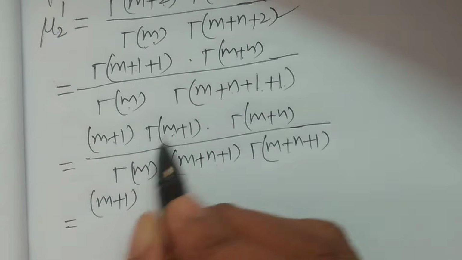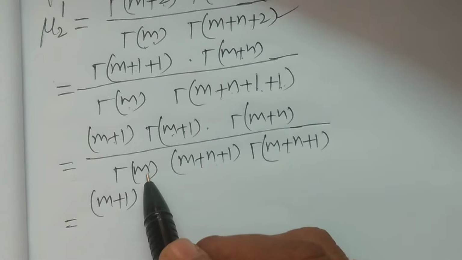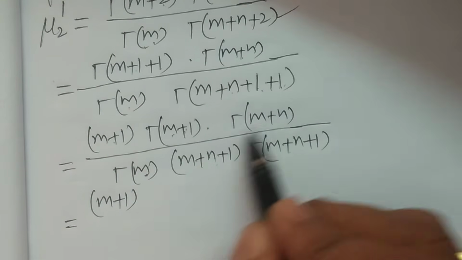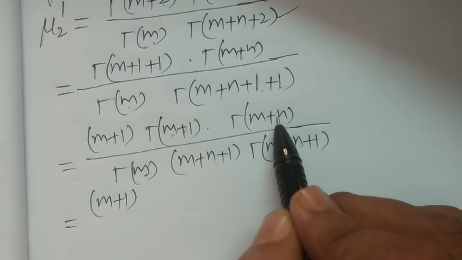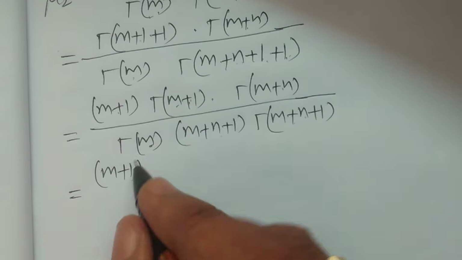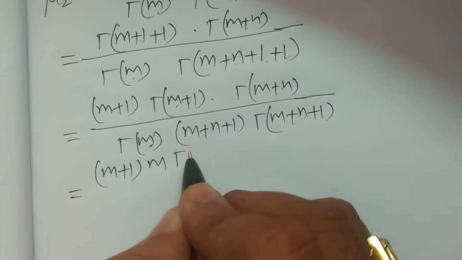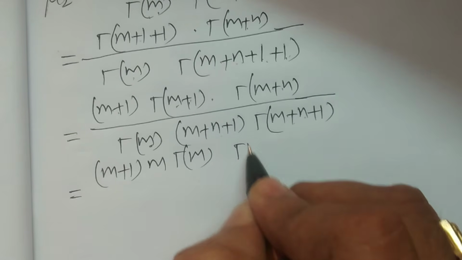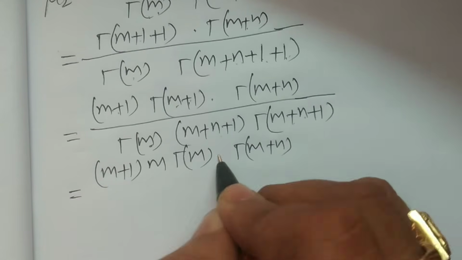Now even gamma m plus 1 is more than m. That is, m plus 1 is more than m, m plus n plus 1 is more than m plus n. So therefore, again use the formula. Here it is m plus 1 into m into gamma m. M into gamma m, this is gamma m plus n. Leave it as it is.